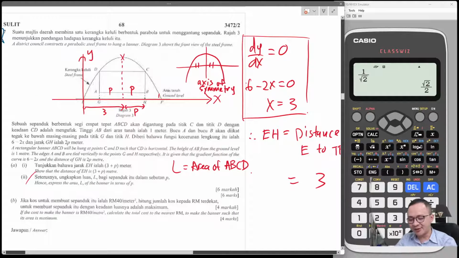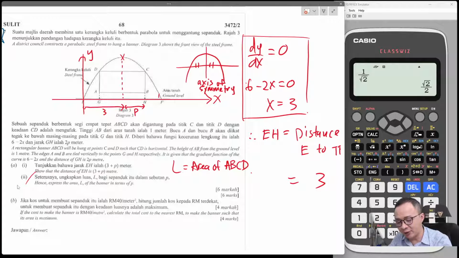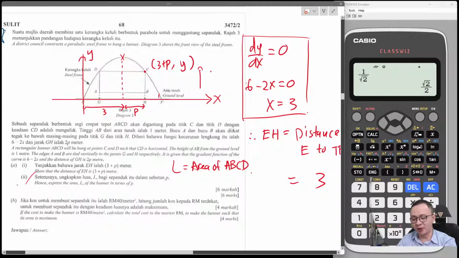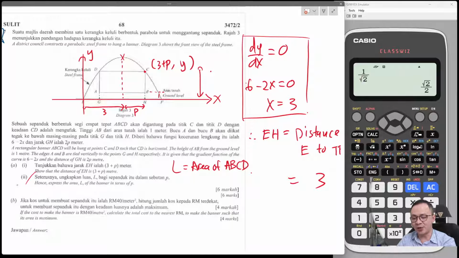So in order to get that, we know this is 3. So the x coordinate of C we can easily find, right? Because it's 3 plus P. But we do not know what is the y coordinate of C. Some student might ask, sir, why do you need to get the y coordinate? Because we need it to know our distance here. Because from the ground to the B is 1, right? The distance here is 1. But then I want to know the B to C. So there's a few things I can do.